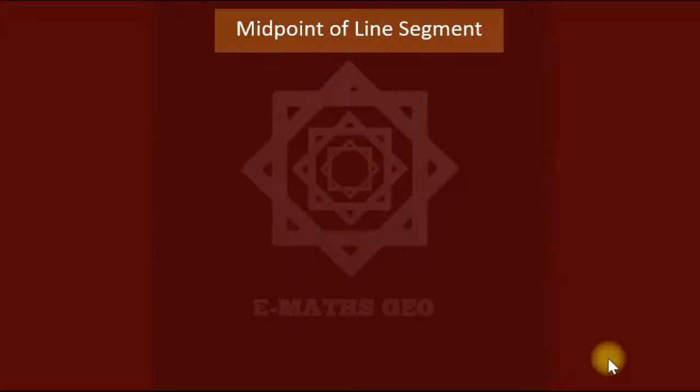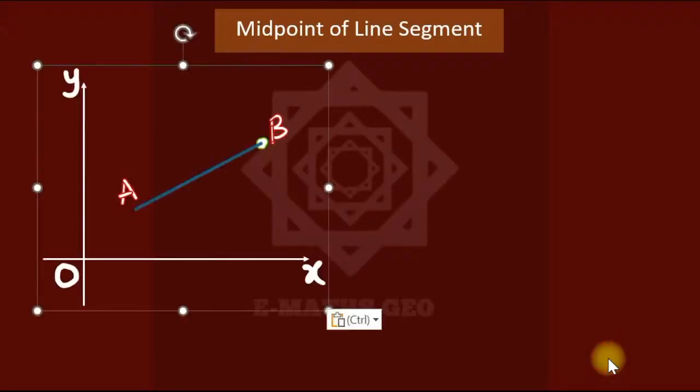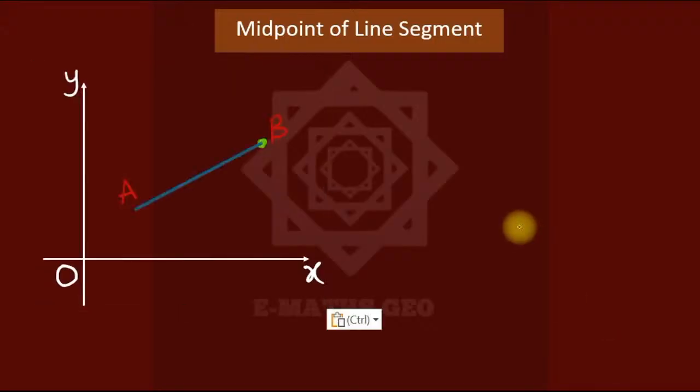Welcome back. We are on the midpoint of a line segment. We know that a line segment is a line with endpoints. So if you have a line with endpoints A and B, we want to get the coordinates of the midpoint.